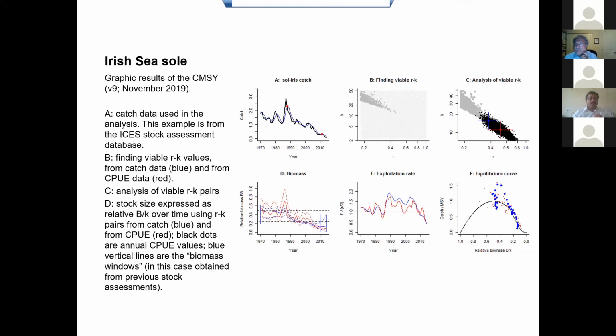And you end up with a small zone of possible realization, of possible trajectory. And the red cross indicates them in panel C. And from that, you have an R and K that allows you to draw a model of the biomass, exploitation rate, and the Schaefer model that you want to get.